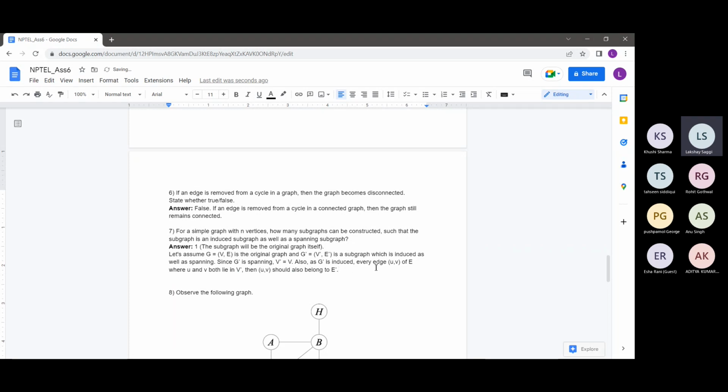So by this definition, since G prime was spanning, we have already proved that V prime equals V. Since V prime equals V, in this statement, every edge (U, V) where both lie in V prime should also belong to E prime, this statement just reduces to the following. Maybe I'll just copy paste this statement.